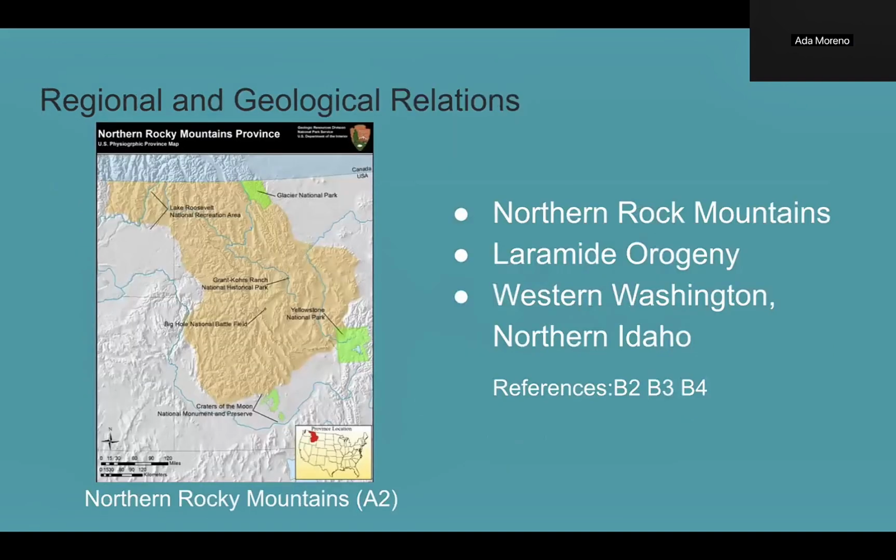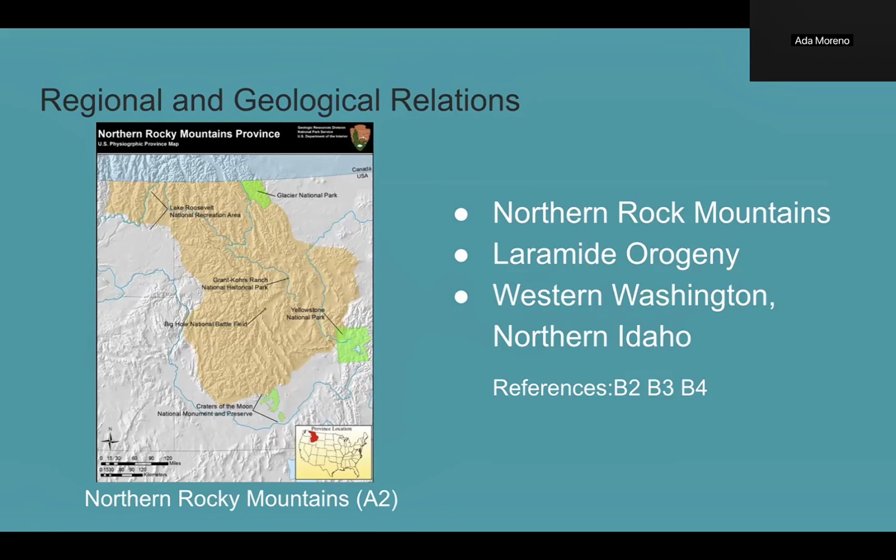Next, for its regional and geological relations, according to geology from the National Park website, when looking at the ancient sediments from 1.1 billion years ago, it mentions the ancient Belt Sea, which today is regionally part of northern Idaho, eastern Washington, and some areas of Canada. According to the Rocky Mountain Province system from the National Park website, Glacier National Park is part of the Northern Rocky Mountain Province, which ranges from Canada to north central Idaho. This rock formation is thought to have occurred by plate tectonic activity in the Laramide orogeny.